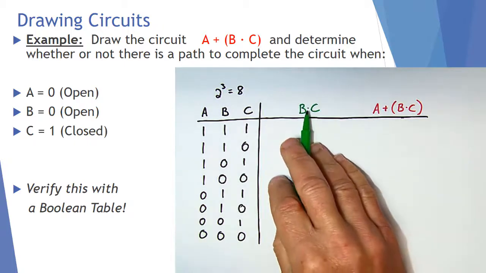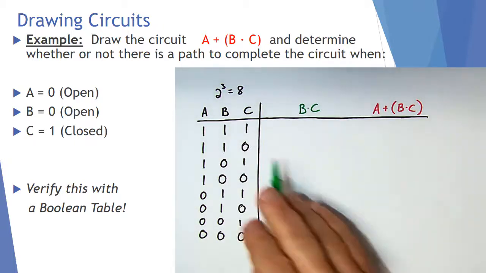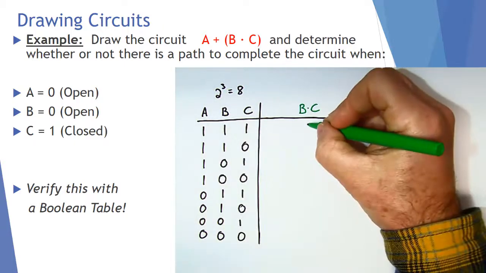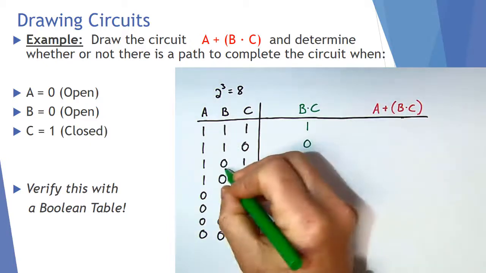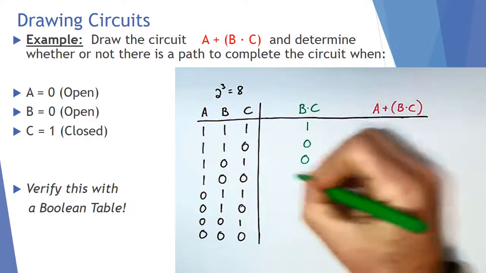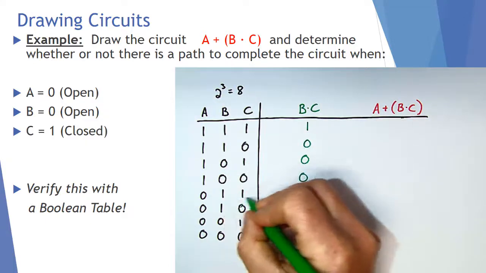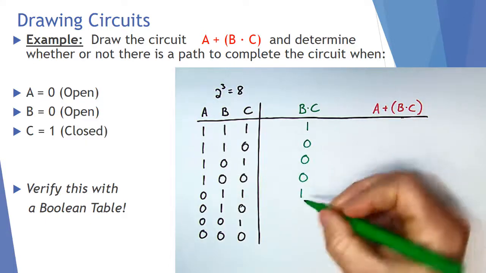So let's complete our B and C column. Do we have B and C in row 1? Yep, we do. They are both 1. B and C in row 2? No. B and C in row 3? No. No. Here we have B and C in row 5, so that's a 1.